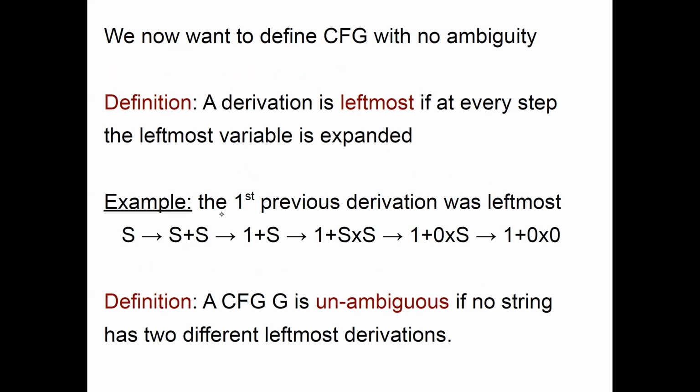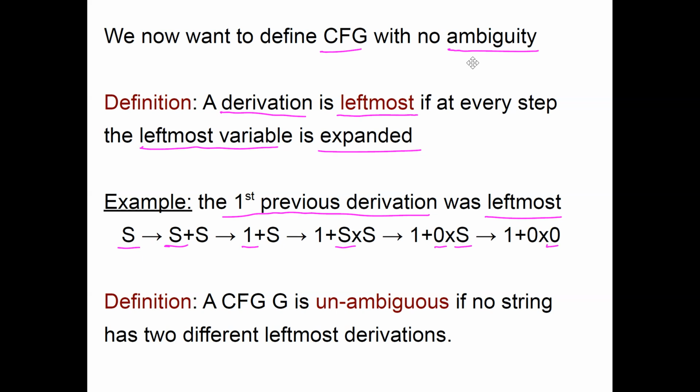So now we want to define context-free grammars with no ambiguity. We're going to define that a derivation is leftmost if at every step the leftmost variable is expanded. For example, the previous derivation, the first one, was leftmost because we were always expanding the leftmost S. And we define a context-free grammar to be unambiguous if no string has two different leftmost derivations.